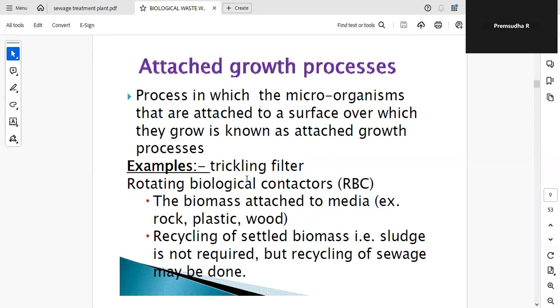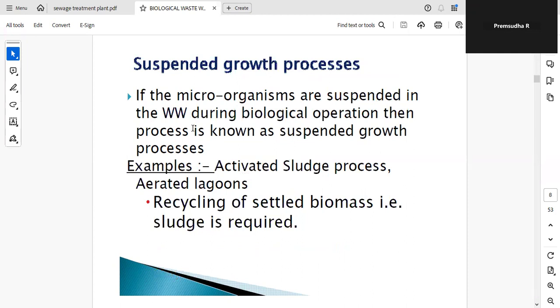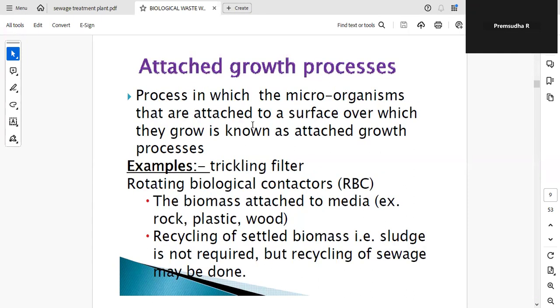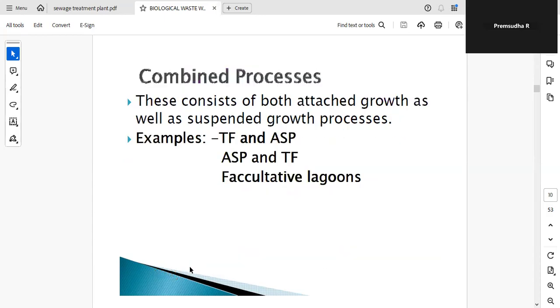There is a difference between the trickling filter process and the activated sludge process. In the activated sludge process, the bacteria are in suspended form in the wastewater, and here there is attached growth. In the rotating biological contactor, RBC, the biomass is attached to media, for example rock, plastic or wood. The recycling of settled biomass, that is sludge, is not required, but recycling of sewage may be done here.